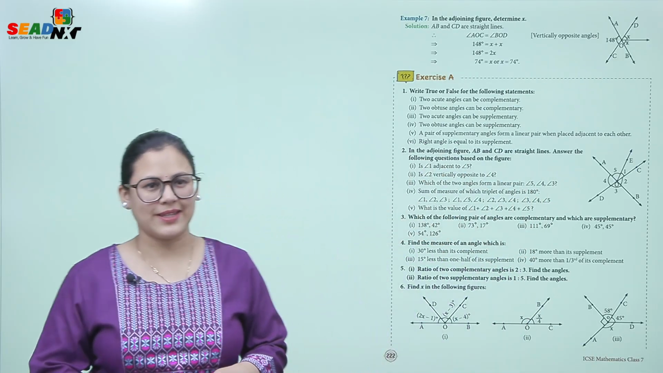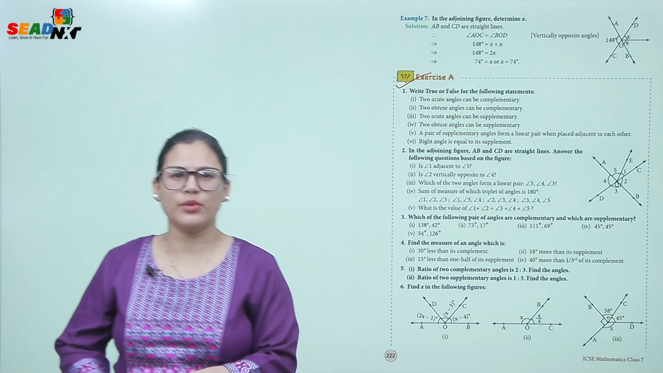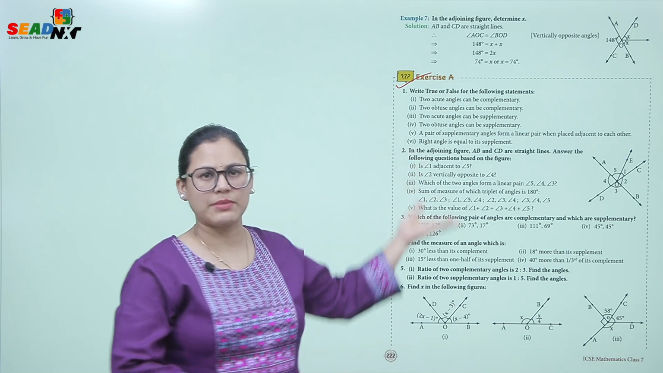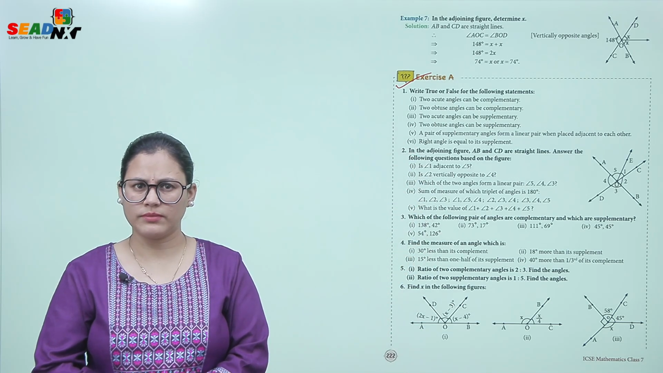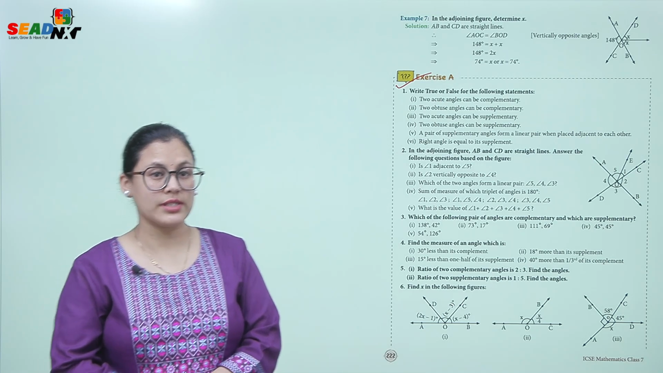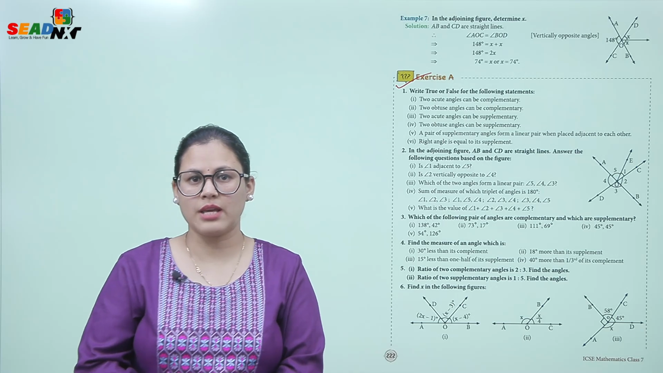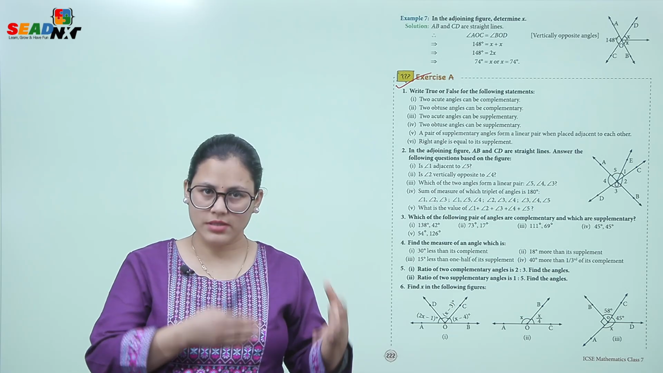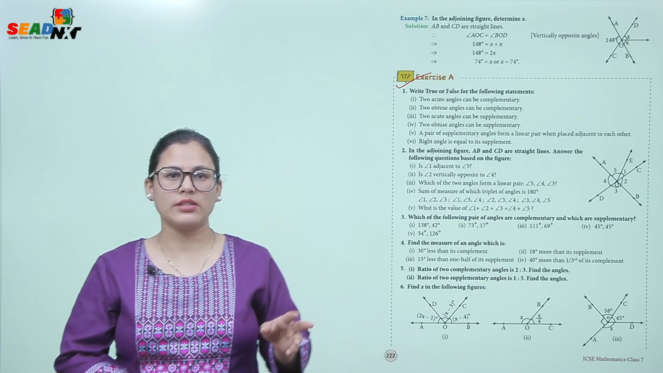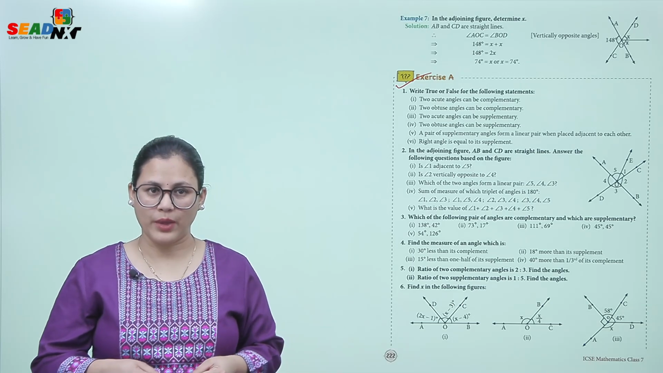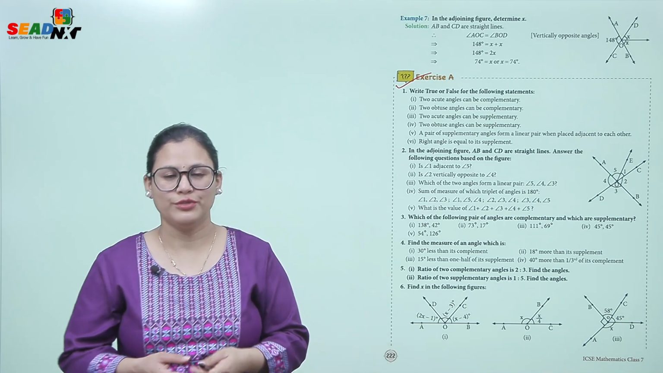Now let's do exercise A. Write true or false for the following statements. You have to state whether these statements are true or false. Like number 1, 2 acute angles can be complementary. Do you think that the 2 acute angles can be complementary? Acute angle means less than 90 degree and these can be complementary, means their sum can be 90 degree, of course. So this is true because 2 acute angles can be complementary. Similarly, you will do other parts, means you will tell whether the statement is true or false.